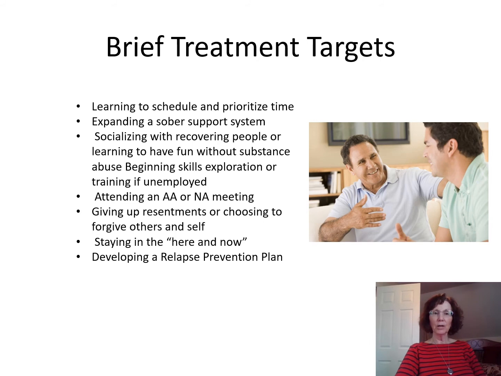Brief treatment targets: learning to schedule and prioritize the client's time, expanding a sober support system, socializing with recovering people or learning to have fun without substance abuse, beginning skills exploration or training if unemployed, attending AA or NA meetings, giving up resentments or choosing to forgive others and self, staying in the here and now, developing a relapse prevention plan.